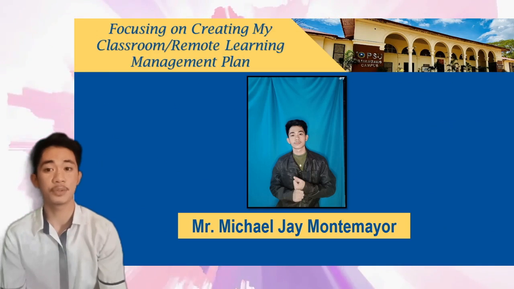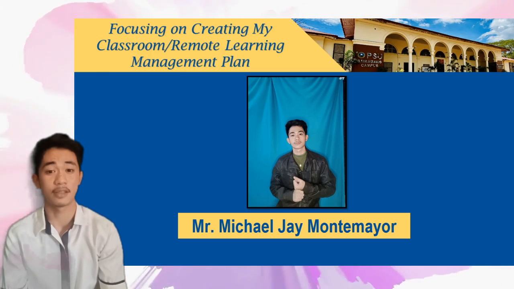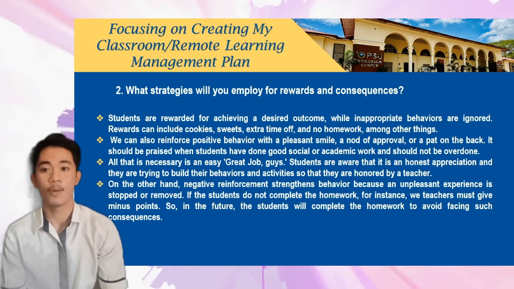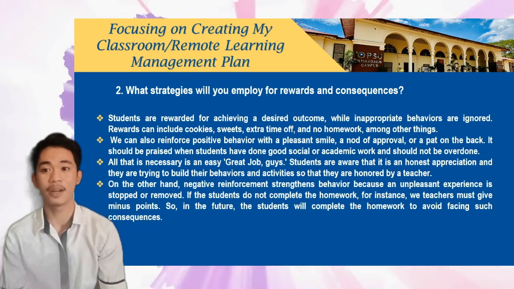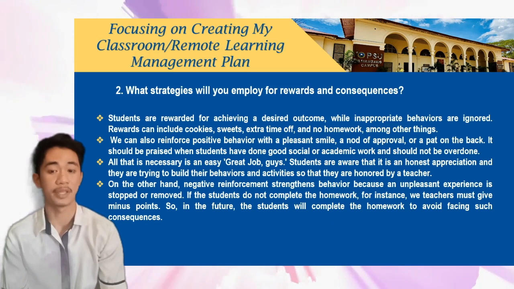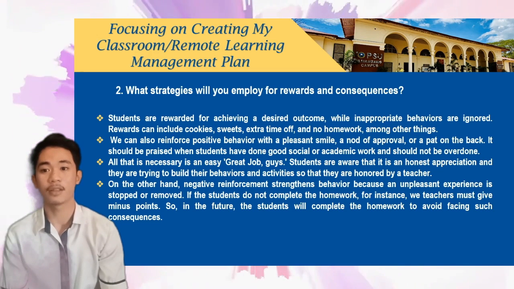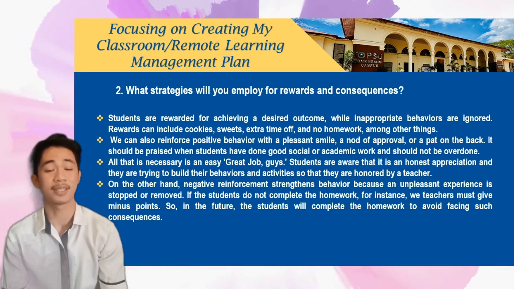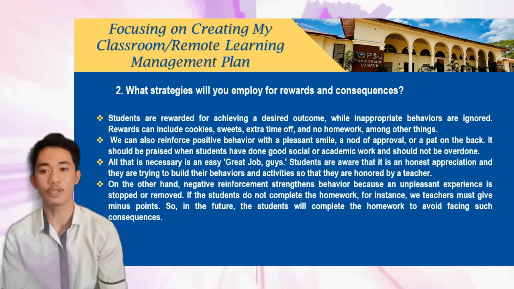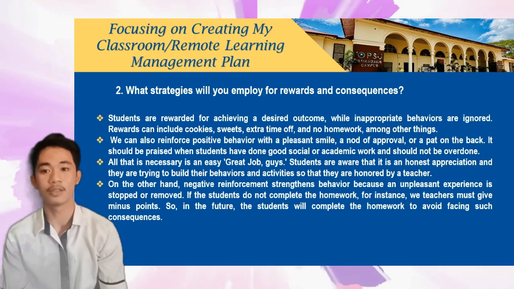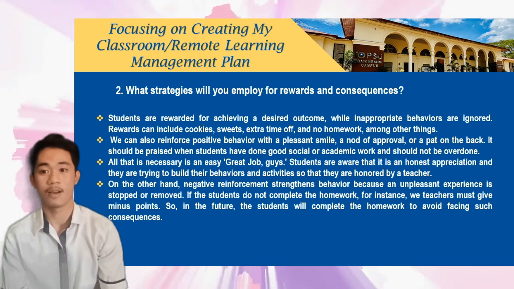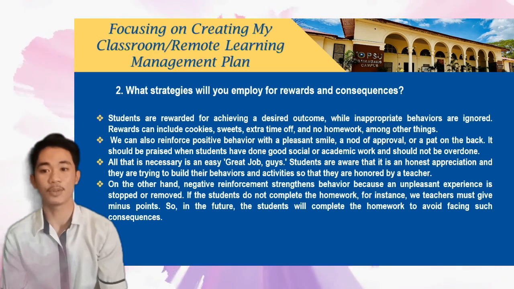For reflection number 2, what strategies will you employ for rewards and consequences? Students are rewarded for achieving a desired outcome, while inappropriate behaviors are ignored. Rewards can include cookies, sweets, extra time off, and no homework. Among other things, we can also reinforce positive behavior with a pleasant smile, a nod of approval, or a pat on the back. It should be praised when students have done good social or academic work and should not be overdone. All that is necessary is an easy, "Great job, guys."